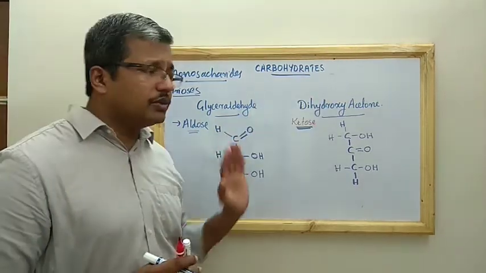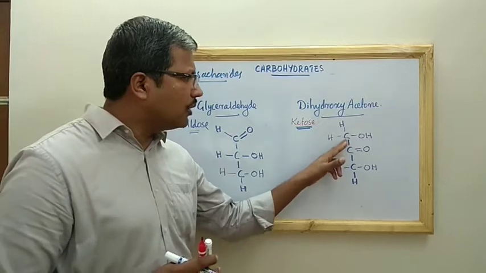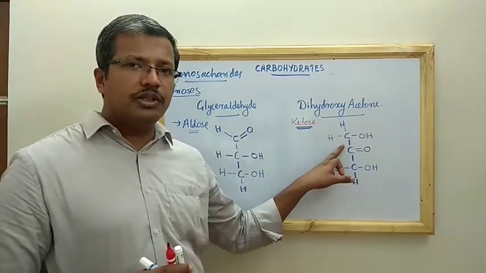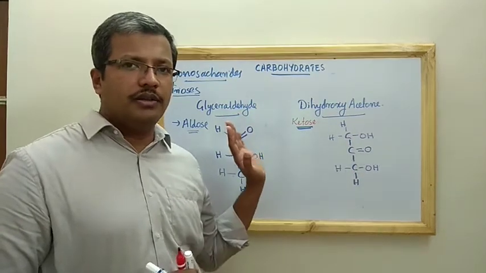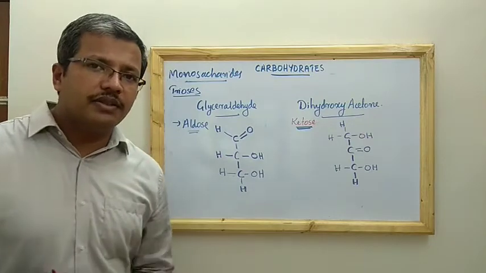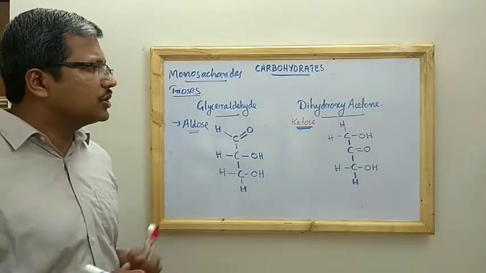In the same way, dihydroxyacetone is a triose sugar, 3 carbons, 1, 2, 3. It has a keto group, so the keto group is on the second carbon. So you fill the remaining carbons first with HOH, then the remaining valence with hydrogen. So that is the structure of both.